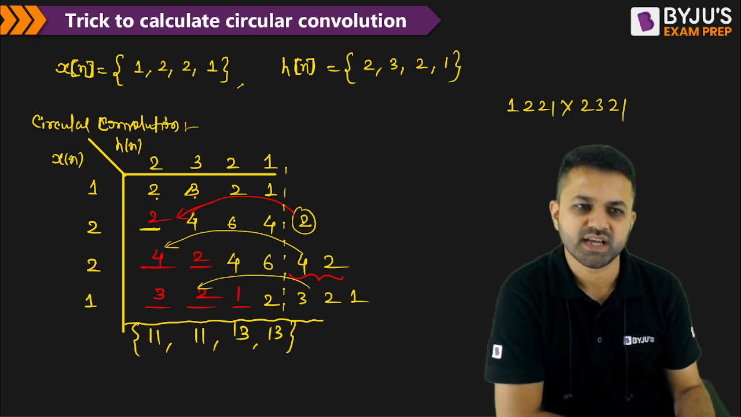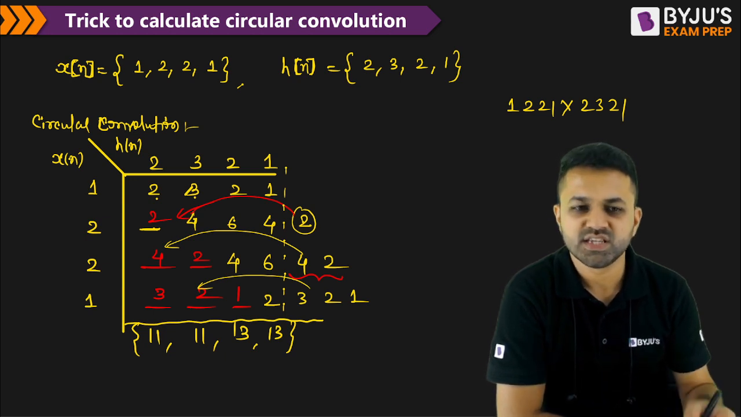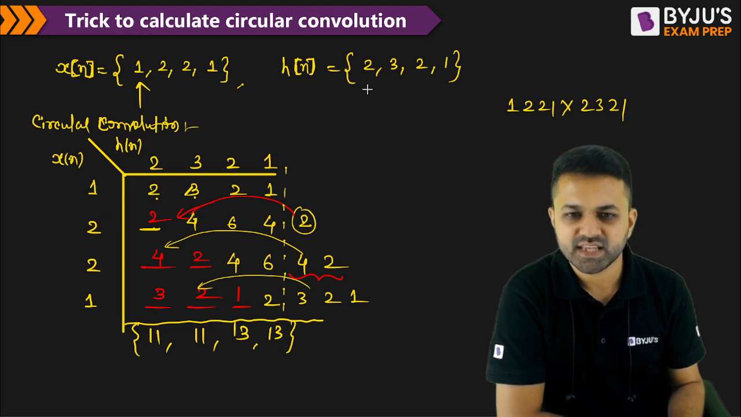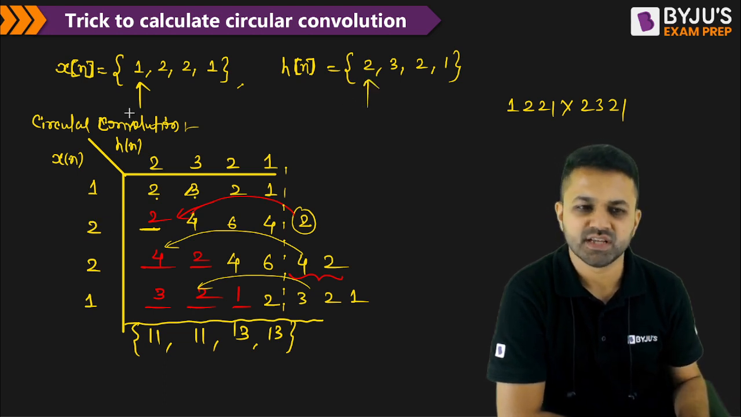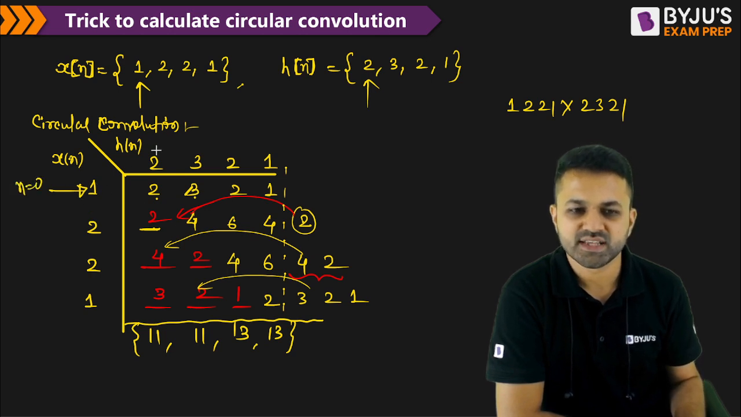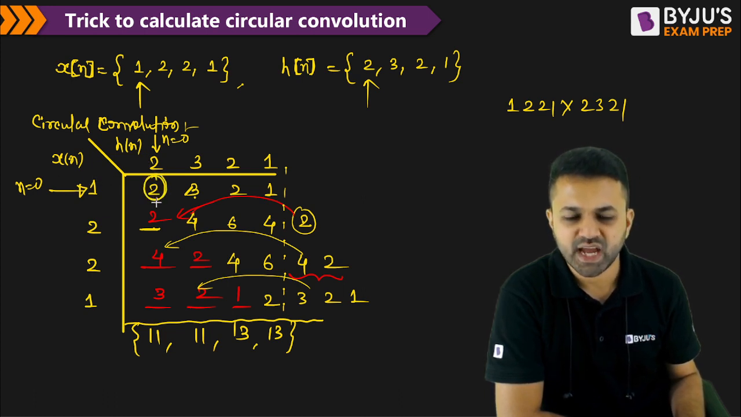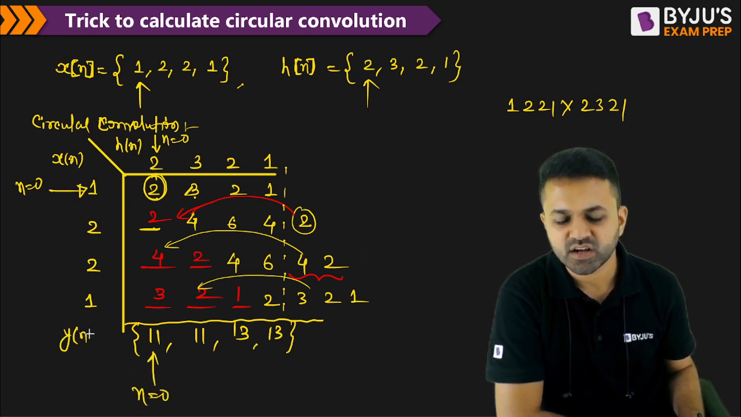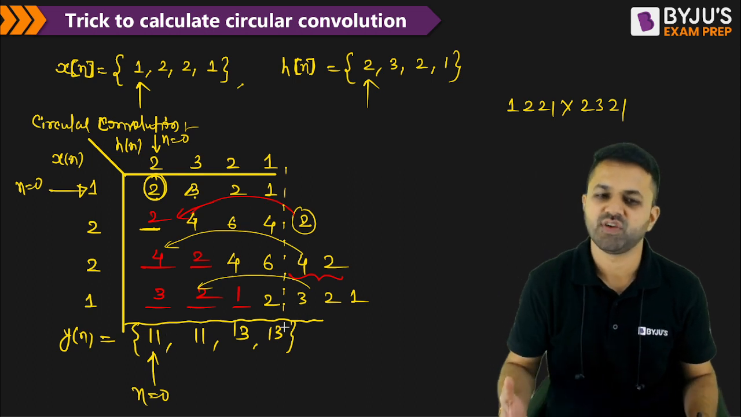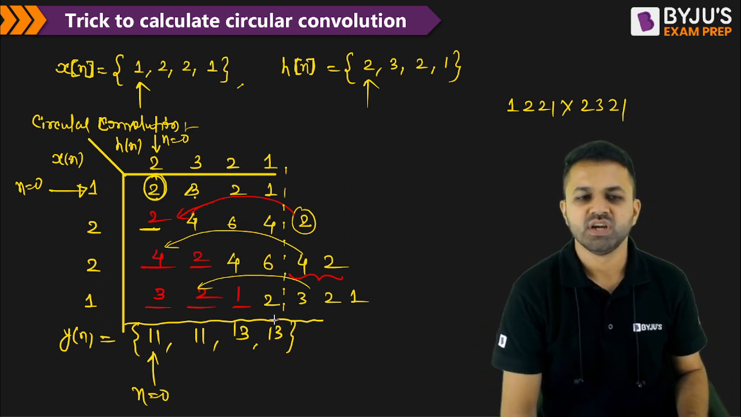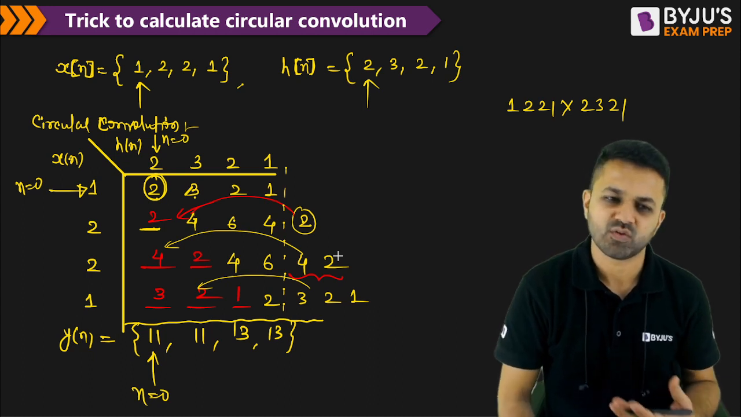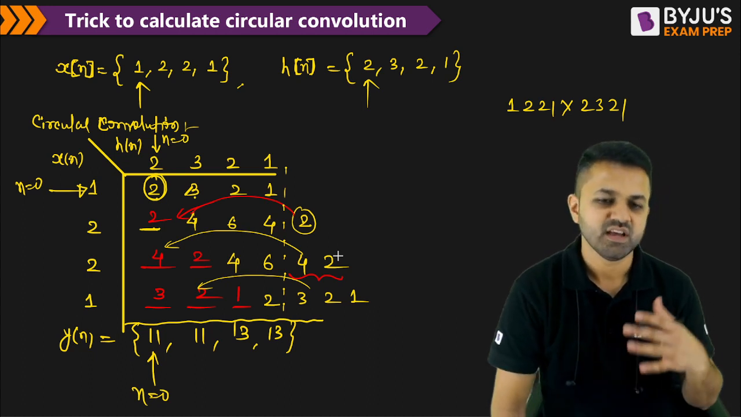Now the question may arise: if we have the 0 at this place and this place, then in the final result where will the 0 be? So this is the place where n was 0 and this is the place where n was 0. Where these two are multiplying, that will be the place where n equals 0 in the resultant, which is the convolution of x of n and h of n. I hope you have understood this concept, and this is the trick to calculate the circular convolution of finite duration sequences very quickly.